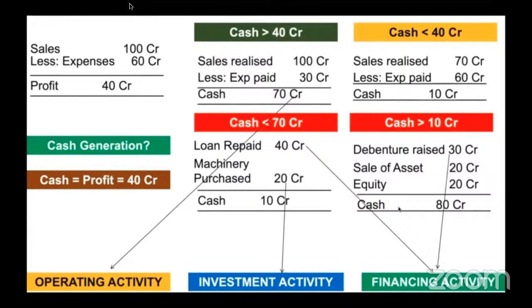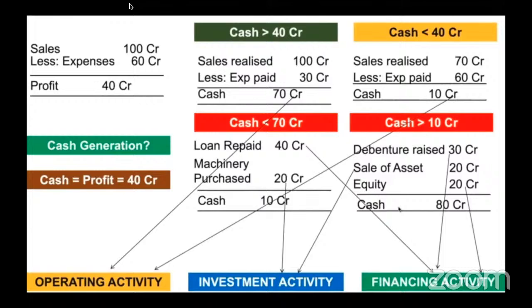Whereas this debenture of 30 crore money coming in is the result of financing activity. And they've sold assets 20 crore. They are disposing of their investments, which is a result of investment activity. Whereas this equity 20 crore which had come in is a result of financing activity. And finally, the 10 crore cash is a result of operating activity.